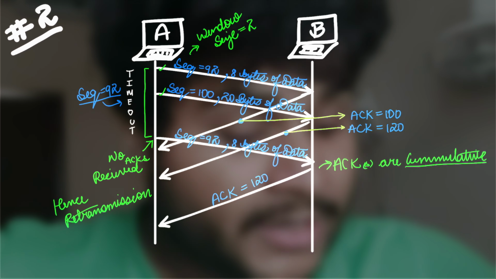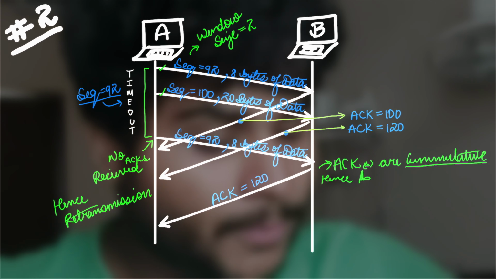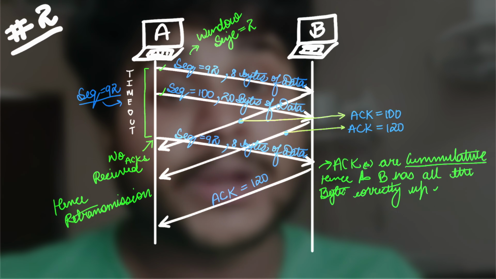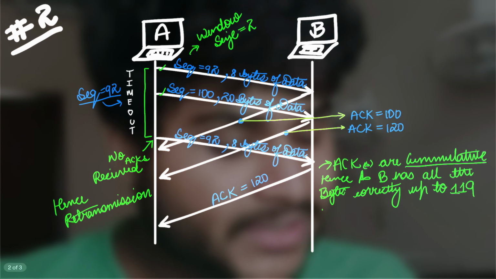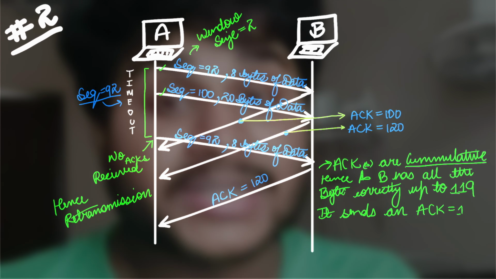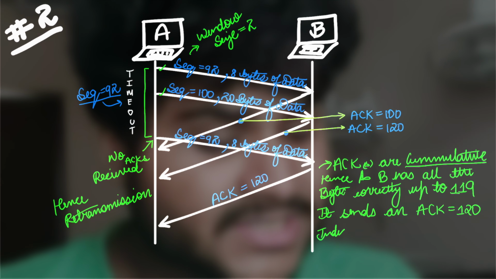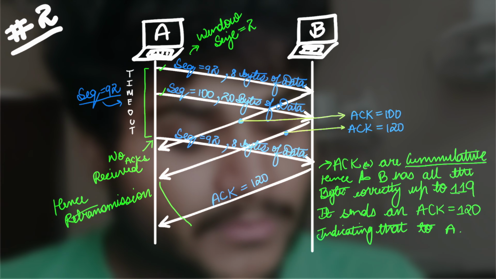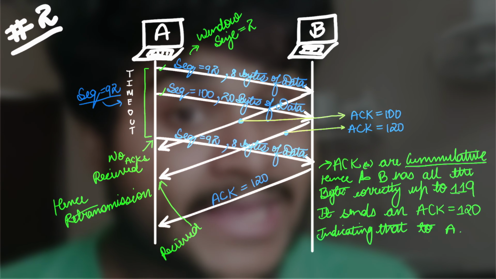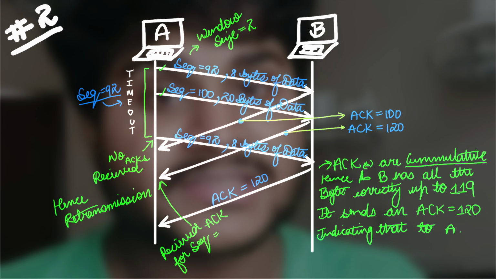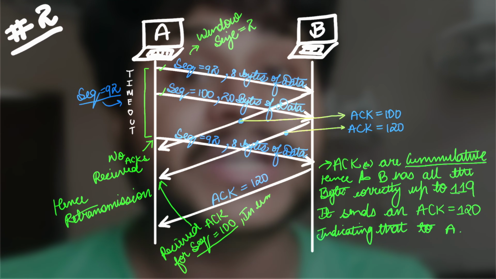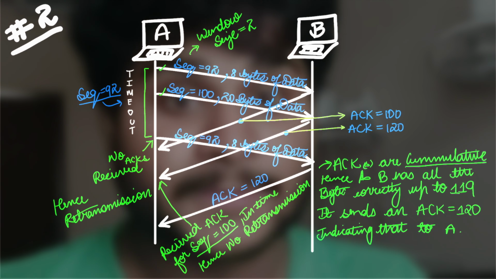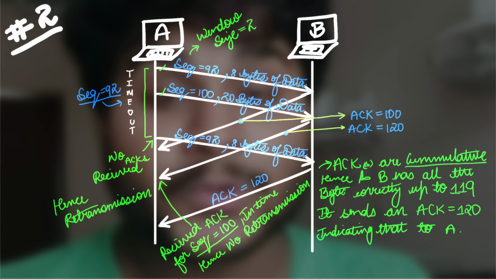Now as acknowledgements are cumulative, we know about this. Hence, B has all the data up till 119 bytes. So it sends an acknowledgement of 120 directly to A. It doesn't really send both of the acknowledgements together. It sends the acknowledgement of 120 and not the acknowledgement of 100 because it has the data till 119 bytes. So it wants 120 bytes data. Acknowledgement, we know, is the next byte that was expected. So it sends acknowledgement of 120 back to A.